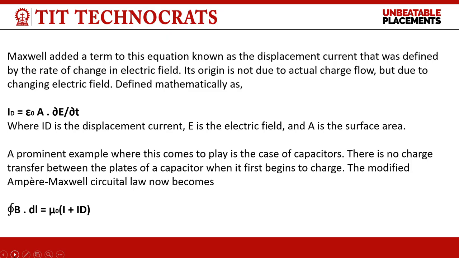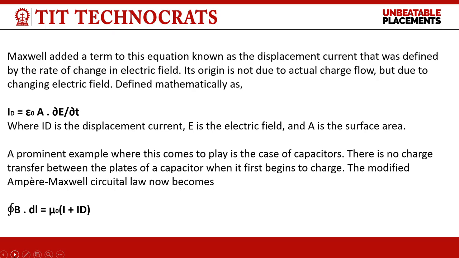Now Maxwell added a term to this equation known as displacement current, which is defined by the rate of change in electric field. Its origin is not due to actual charge flow but due to the changing electric field. Mathematically, Id is equals to epsilon naught A del E by del t, where Id is the displacement current, E is the electric field, and A is the surface area.